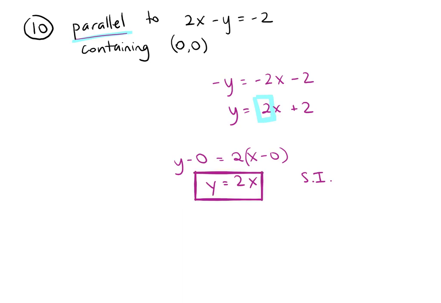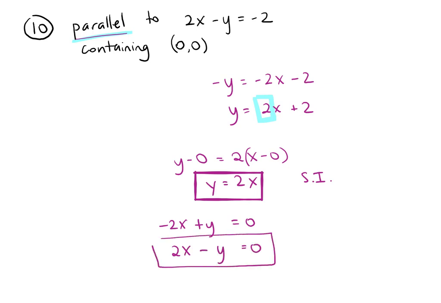If I want to make it general form, I'm going to move that over to the same side. Say -2x plus y is equal to 0, or 2x minus y is equal to 0, which is my preferred way.